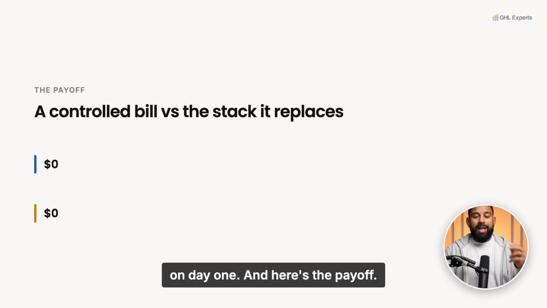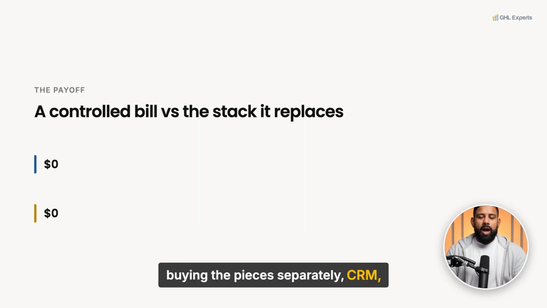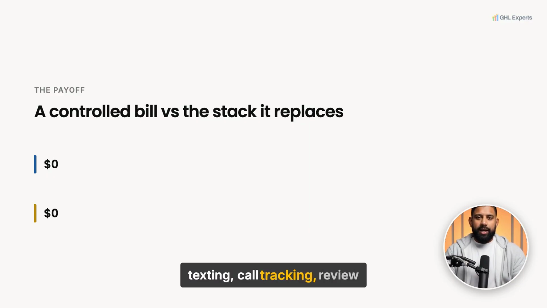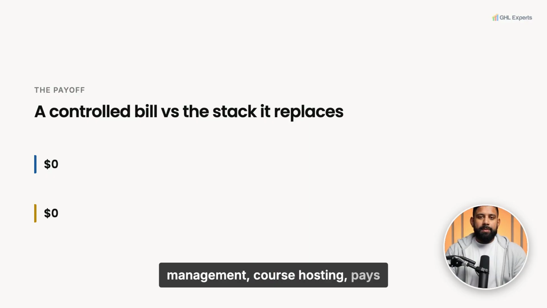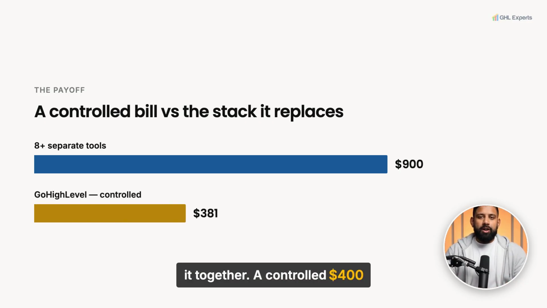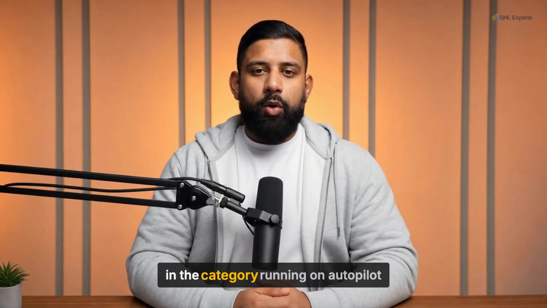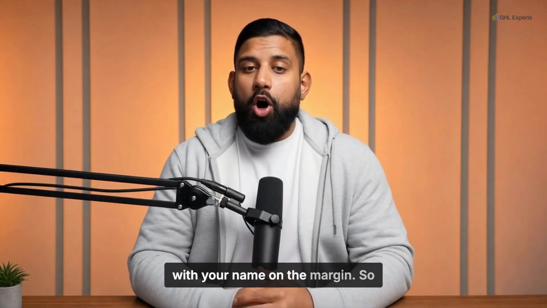And here's the payoff. That same 10-client agency, buying the pieces separately, CRM, funnels, email platform, booking, texting, call tracking, review management, course hosting, pays $800 to over $1,000 a month before the hours spent duct taping it together. A controlled $400 bill with most of the usage rebilled to clients at a markup. That's not an expense problem. That's the best deal in the category running on autopilot with your name on the margin.